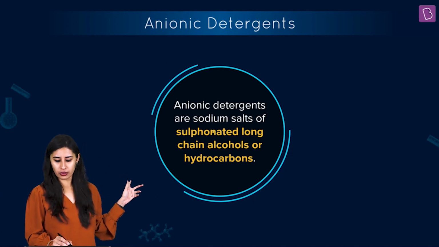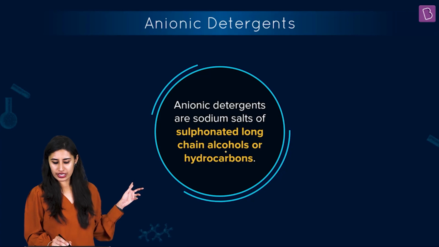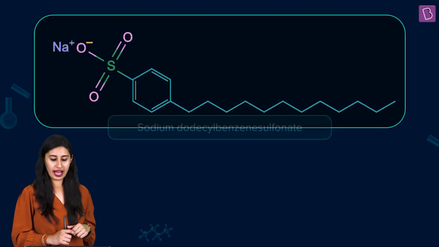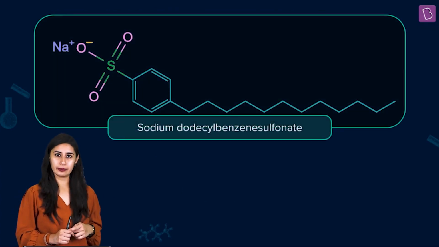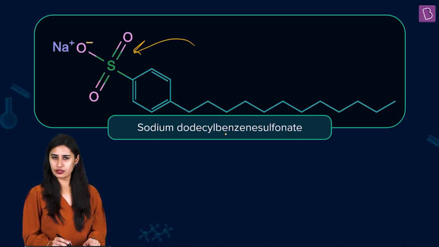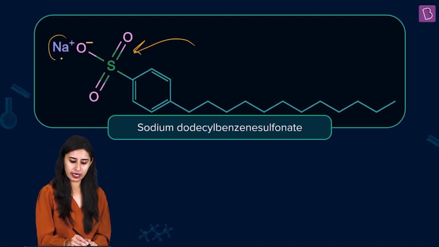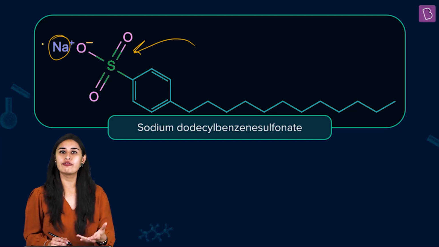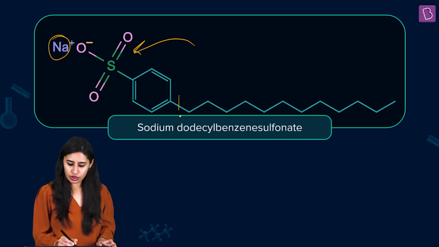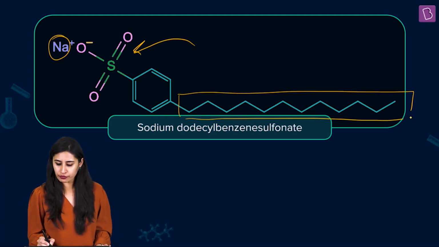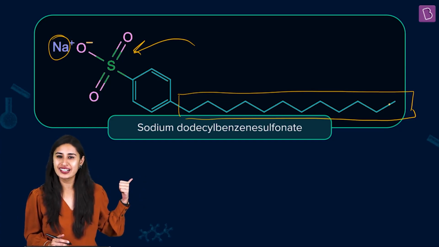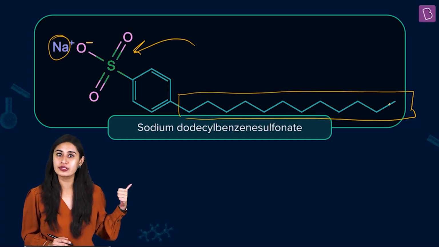Anionic detergents are sodium salts of sulfonated long chain alcohols or hydrocarbons. Okay? So check it out. What do we have? We have sulfonate here. Please see. Benzene sulfonic acid, SO3H. If you replace that H with a sodium, it becomes sodium salt of sulfonic acid. Check out this huge hydrocarbon chain. Count the number of carbons in this huge hydrocarbon chain. You can pause the video and check for yourself that there are 12 carbons.